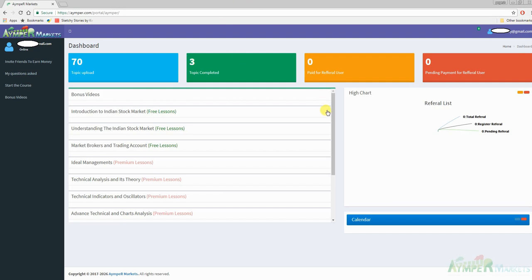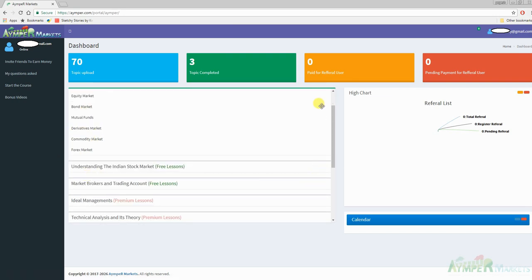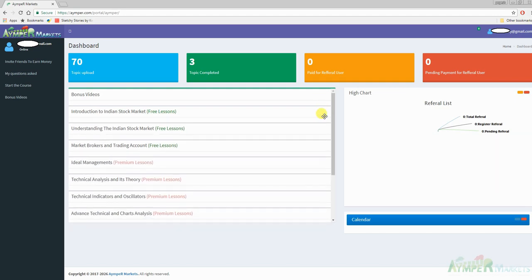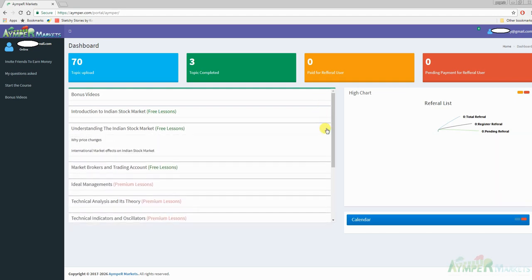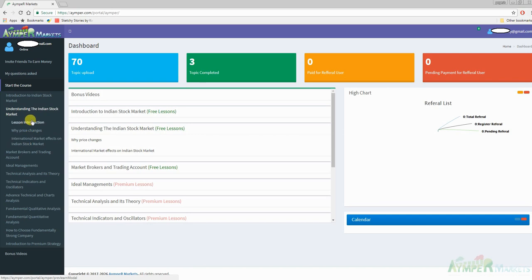Now if you see over here the introduction of your Indian stock market, if you press on the right hand side, the same thing which was over here, you will get all the details out here. So you can either go from here or from the main screen. I would suggest you do it from here so it's easy for you to go.